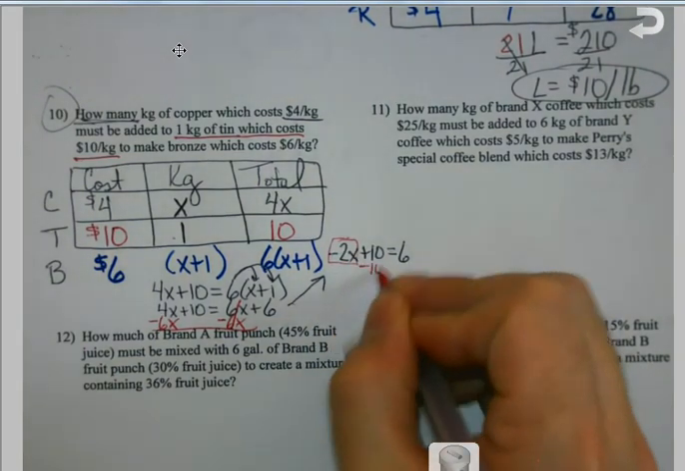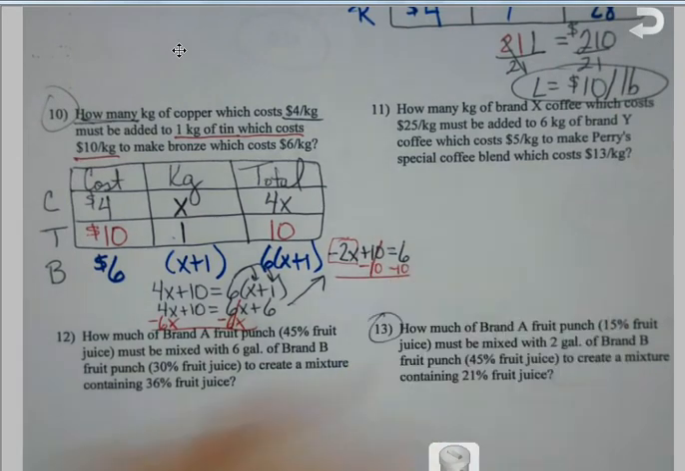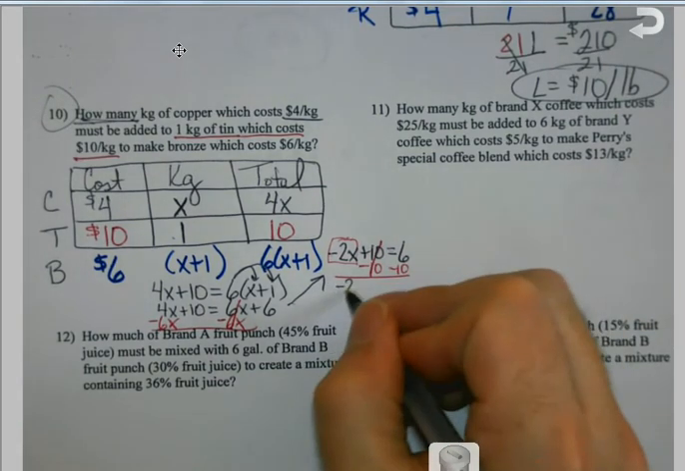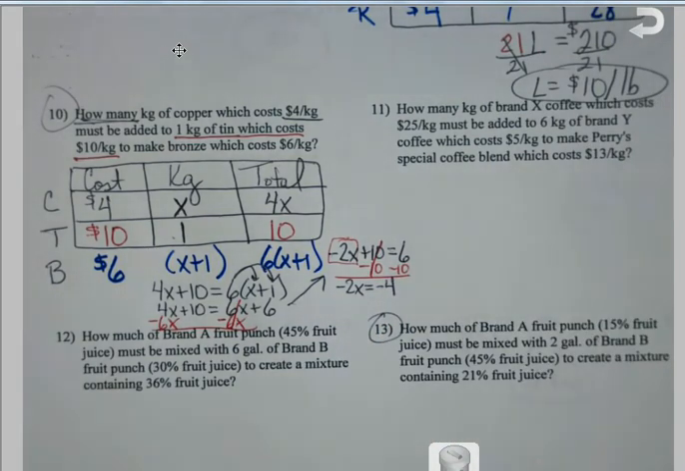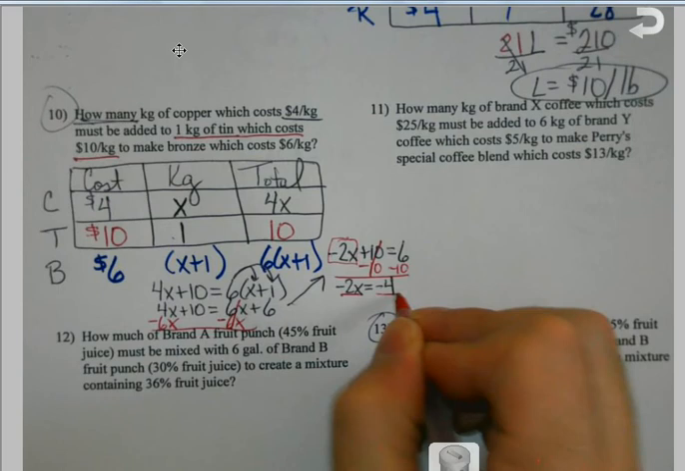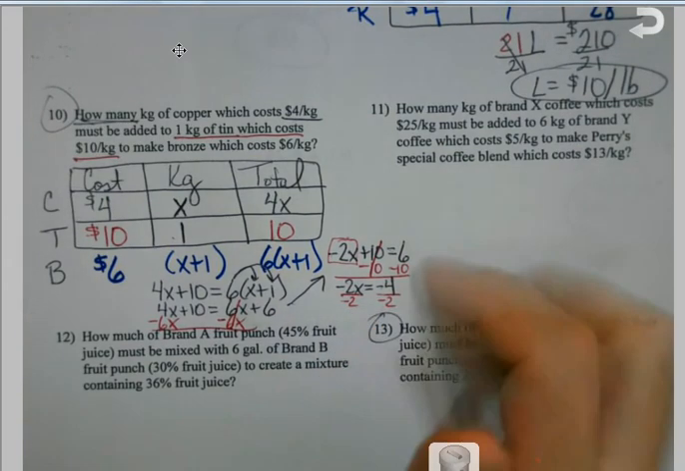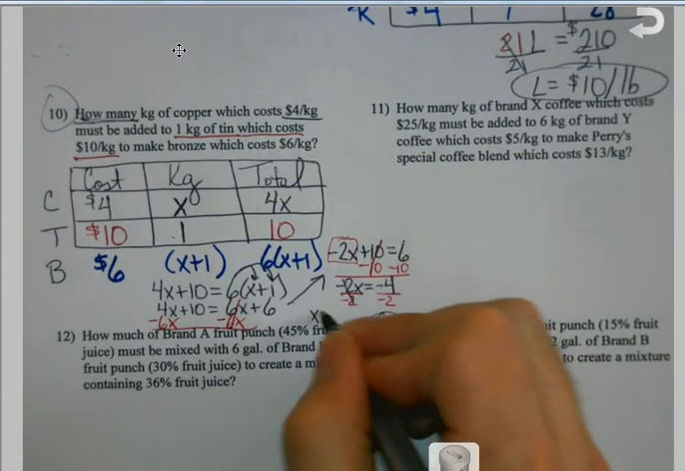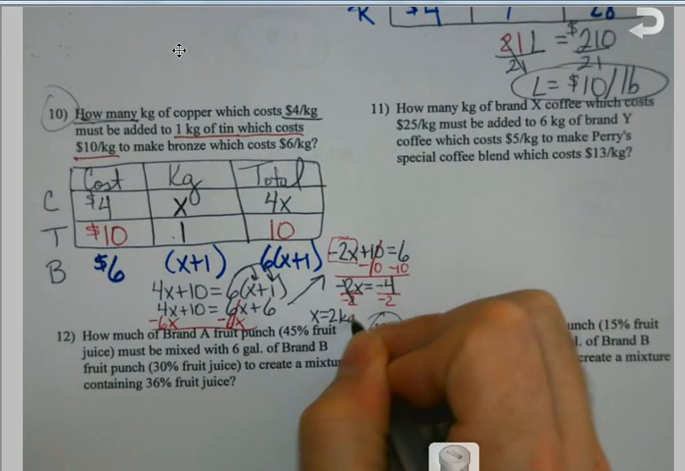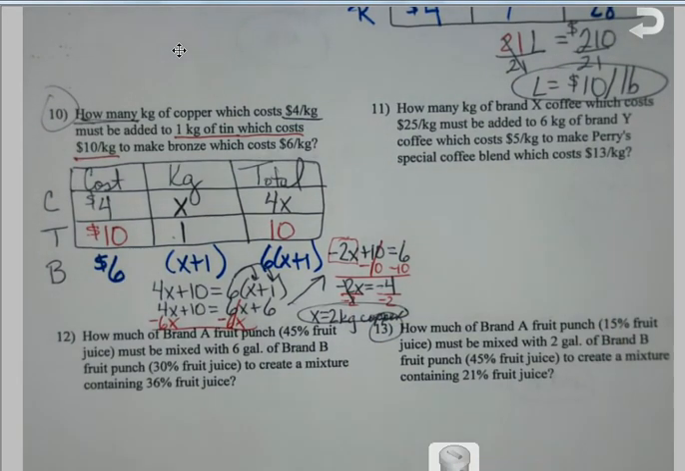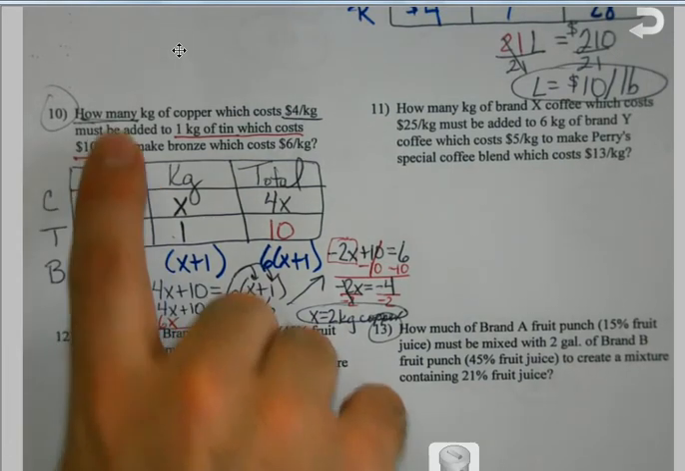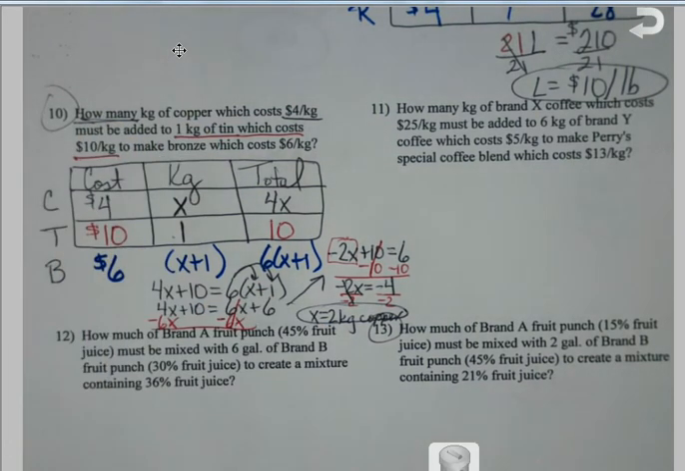And then you minus 10. And then that would be negative. One step to go. And then you would divide. So x is 2, so 2 kilograms of copper. The X is 2, which means, and the question was how many kilograms of copper?